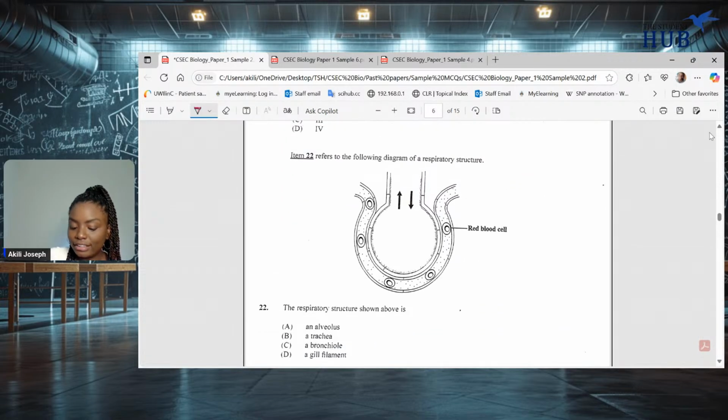Item 22 refers to the following diagram of a respiratory structure. The respiratory structure shown above is, is it an alveolus? Is it a trachea? Is it a bronchiole? Or much less, is it a gill filament? It is definitely an alveolus. So this is the site of gaseous exchange within the lungs. We know that we're going to have deoxygenated blood being brought here. We're going to have our carbon dioxide diffusing into the alveolus and your oxygen diffusing out, right? And then you're going to have breathing changing the air within the alveolus. And then we're going to have your reoxygenated blood being taken back to the heart for circulation, right?